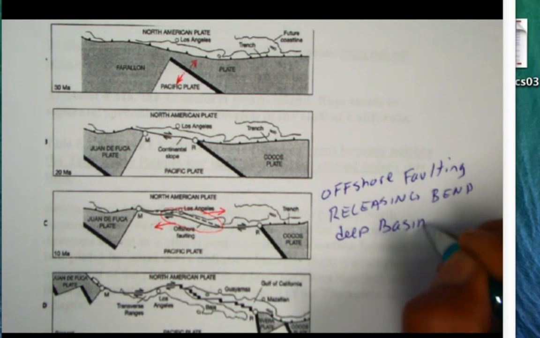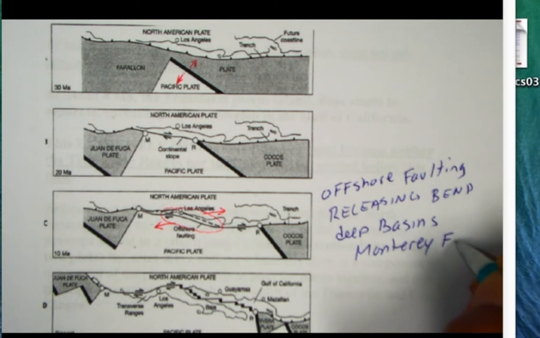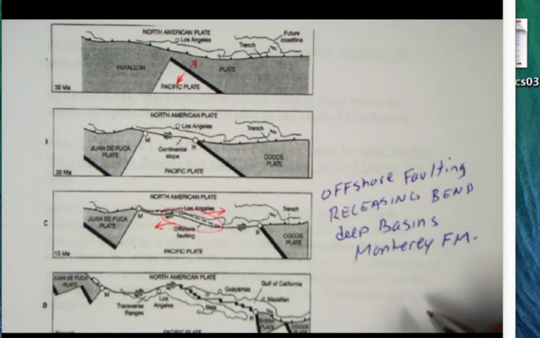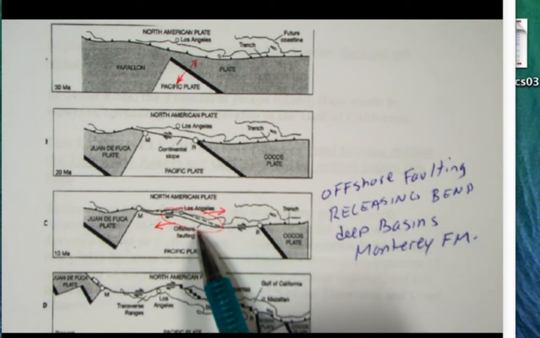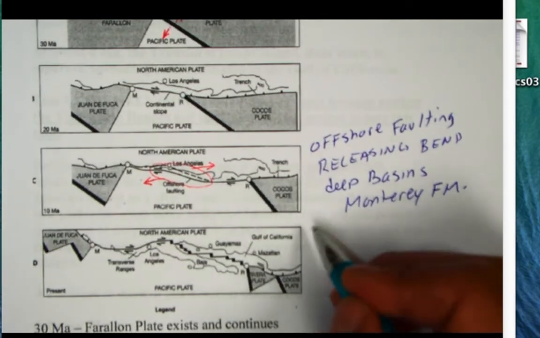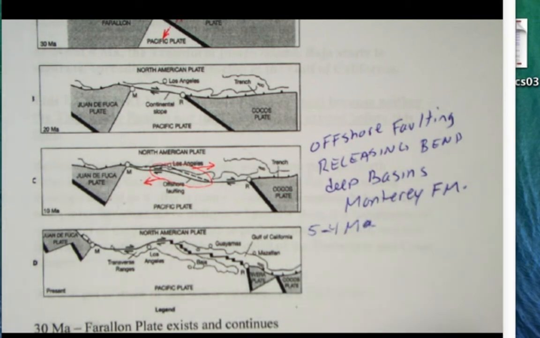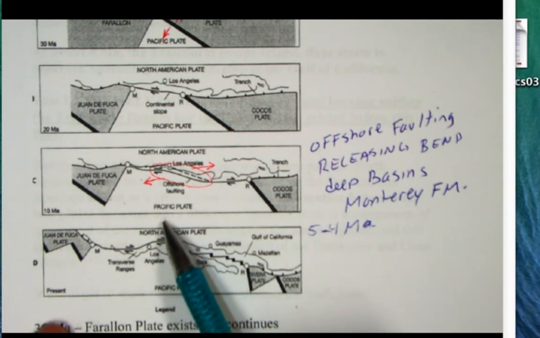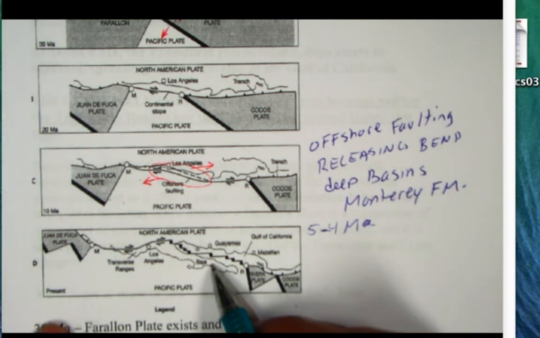And there's an important formation called the Monterey Formation, which formed anywhere between 20 and about 10 million years ago in these deep offshore basins. And remember, that's a California oil producer right there. Now, right around 5 to 4 million years ago, the San Andreas Fault went from offshore to onshore, right? So it migrates eastward. And now when this migration happens, we're going to break Baja California away from mainland Mexico.